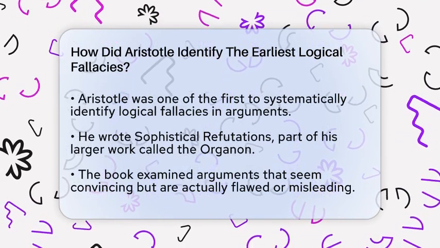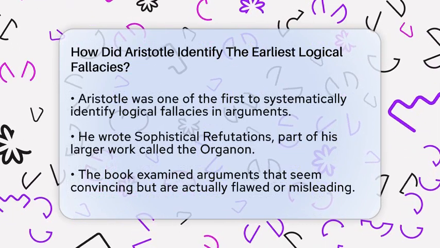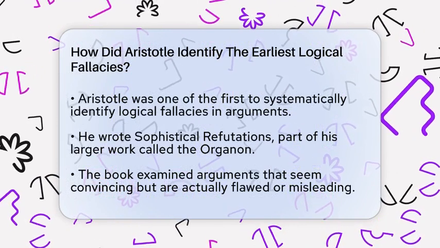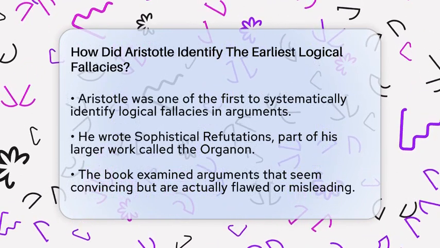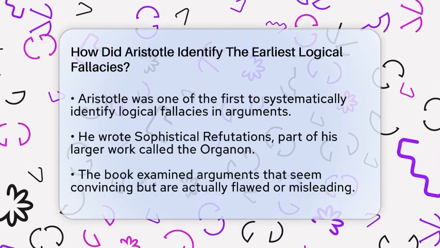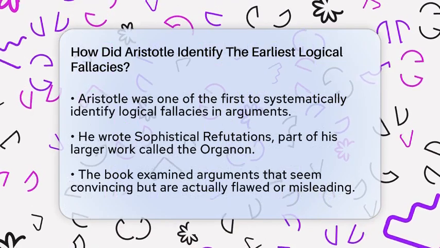Aristotle wrote a work called Sophistical Refutations. This was part of his larger collection of logic called the Organon. In this book, he examined arguments that seemed convincing but were actually wrong or misleading. He called these sophistical refutations. These are arguments that look valid but are not.